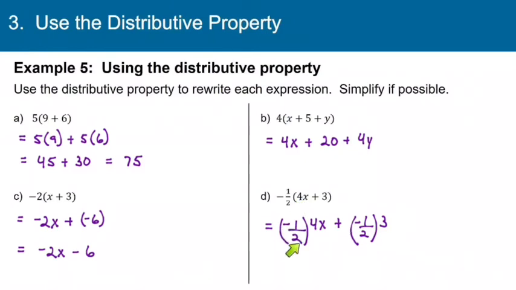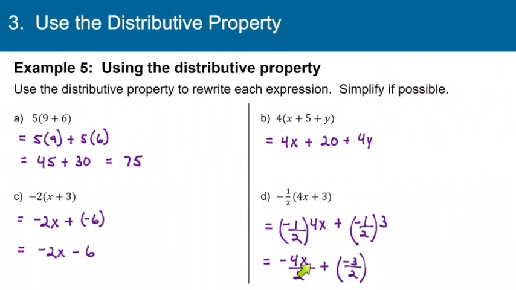So remember, for fractions, we do top times top and bottom times bottom, and the bottom here is not visible, but we know it's an understood 1. So in the top, we'll have negative 1 times 4 times x. We could just write that as negative 4x. And in the bottom, we'll have 2 times 1, and we can just write that as 2. Then we have plus negative 1/2 times 3. And again, negative 1 times 3 is negative 3, and in the denominator 2 times 1 is 2. So we have negative 3 over 2.